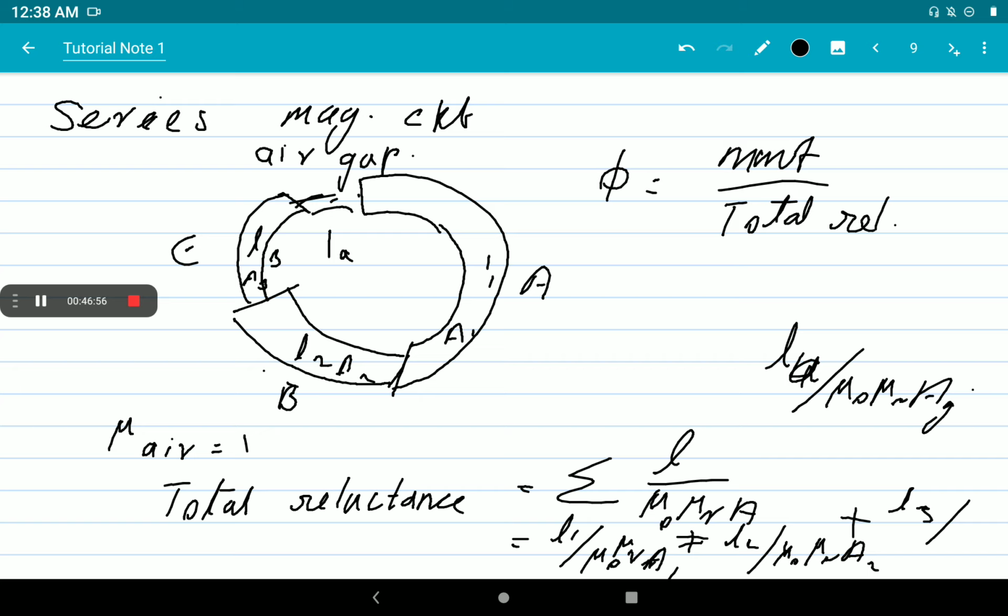If you are connecting resistors R1 and R2 in series, the total resistance will be R1 plus R2. Similarly, in magnetic circuit, total reluctance will be the arithmetic sum of reluctance of each magnetic path.